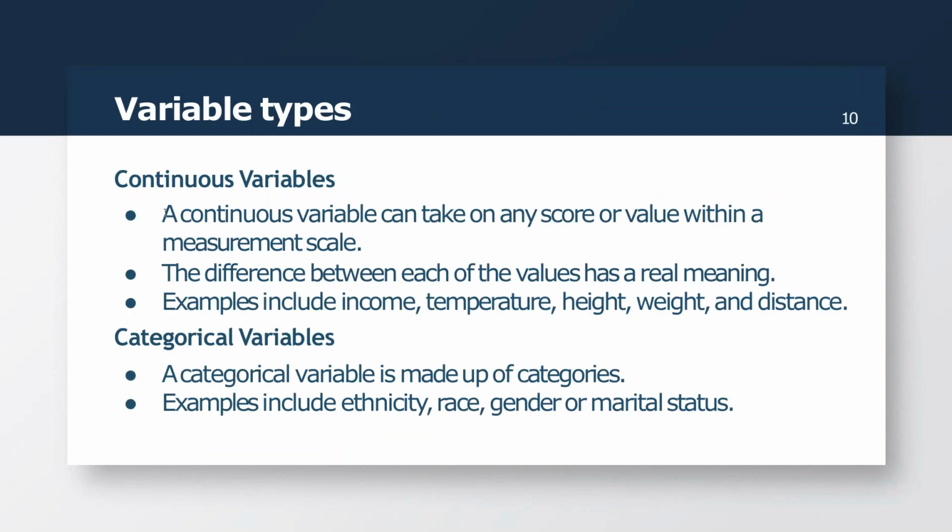So it does not fulfill both these criteria, right? So it's not a continuous variable, even though it is numbers. It is a categorical variable because it has clear categories. You cannot go between those categories.